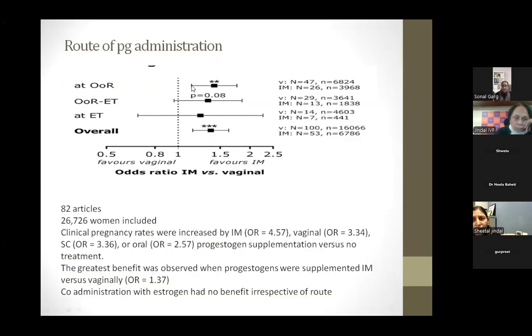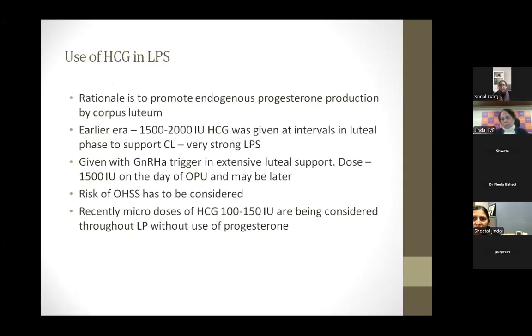So now coming to the route of progesterone administration, again, I just want to tell you this was a very interesting meta-analysis in which 26,726 women were included, and clinical pregnancy rates were found to be much higher with the intramuscular as compared to the vaginal or subcutaneous or oral route. The odds ratio was approximately 1.37. And in this, co-administration with estrogen in the luteal phase was not found to be of any benefit at all.